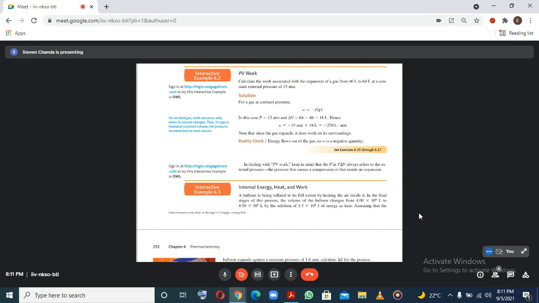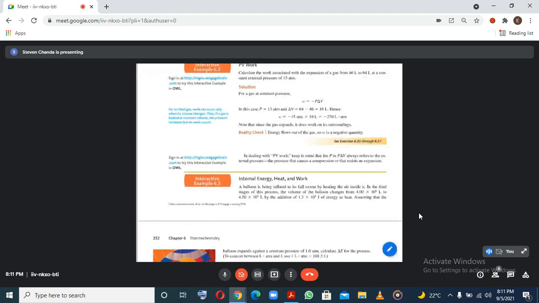Okay. Now, since here we just made use of the work, in this other question we are going to make use of the internal energy, heat, and work, just to see how we can combine all these things and make sense out of them. So a balloon is inflated to its full extent by heating the air inside it.